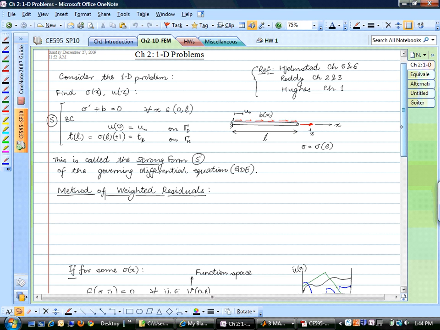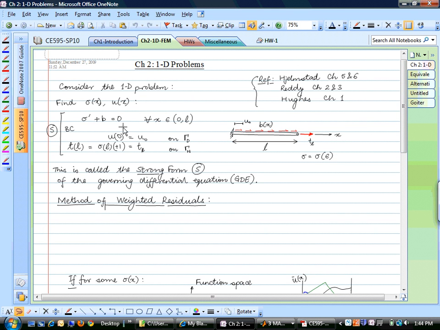There are also some references mentioned here if you want to take a look at some of the details. Now we just said that for two and three dimensions, this problem would be hard to solve, so we are going to try to formulate it in a different way. One way to formulate that is using the method of weighted residuals. Let's try to look at what this means. Let's go to any point along the length of the bar, and at that point, this equation has to hold.